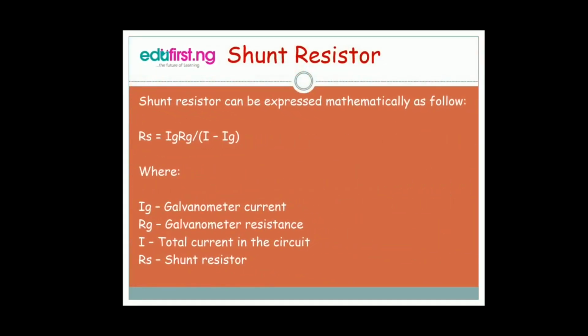Shunt resistor. The shunt resistor can be expressed mathematically as follows: Rs equals IgRg divided by I minus Ig, where Ig is the galvanometer current, Rg is the galvanometer resistance.